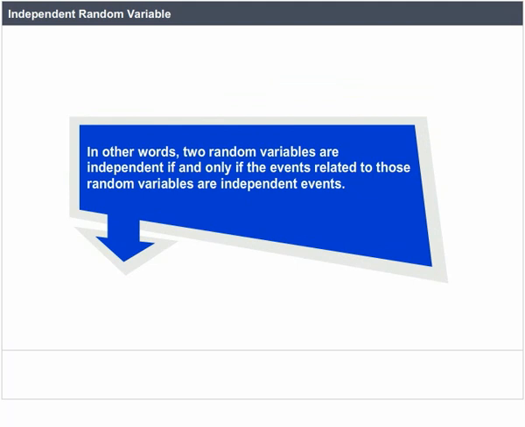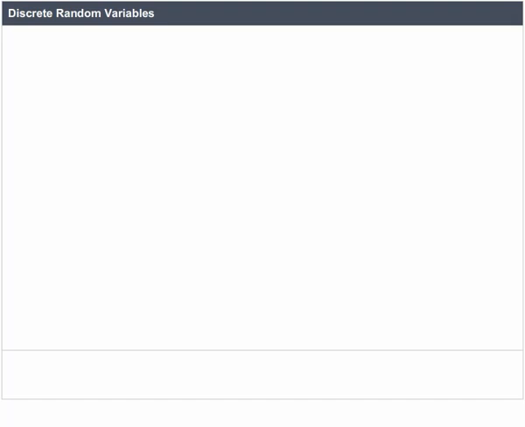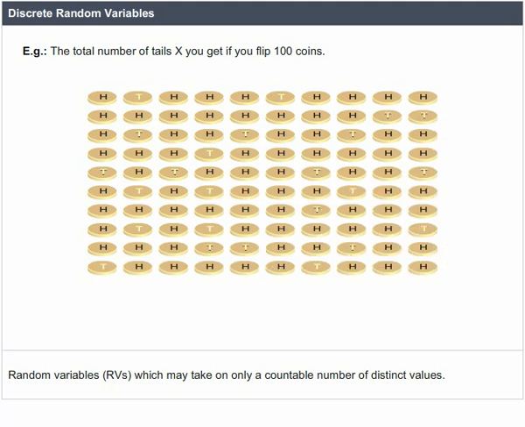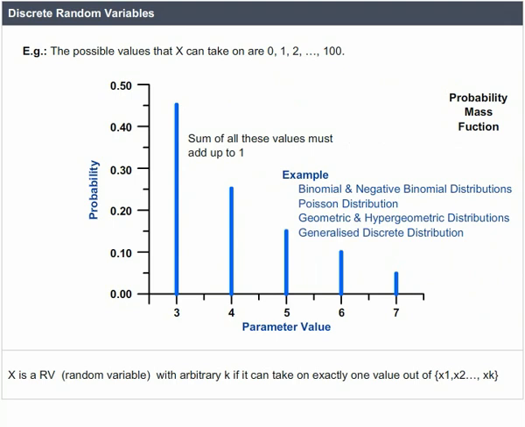The independence between two random variables is also called statistical independence. Discrete random variables, denoted by RVs, may take on only a countable number of distinct values. Example: the total number of tails X you get if you flip 100 coins. X is a random variable with arbitrary k if it can take on exactly one value out of x1, x2, up to xk.